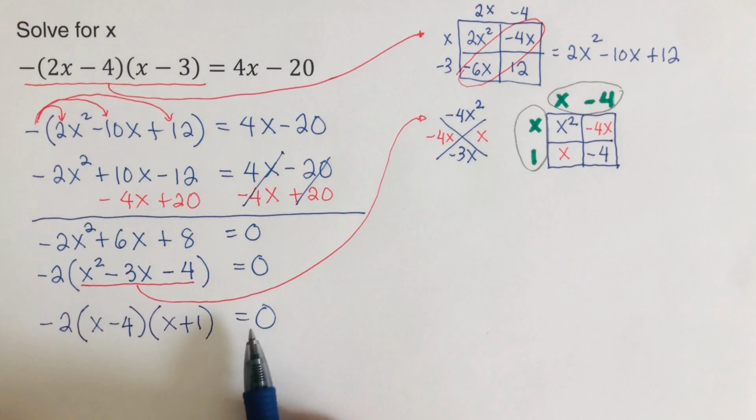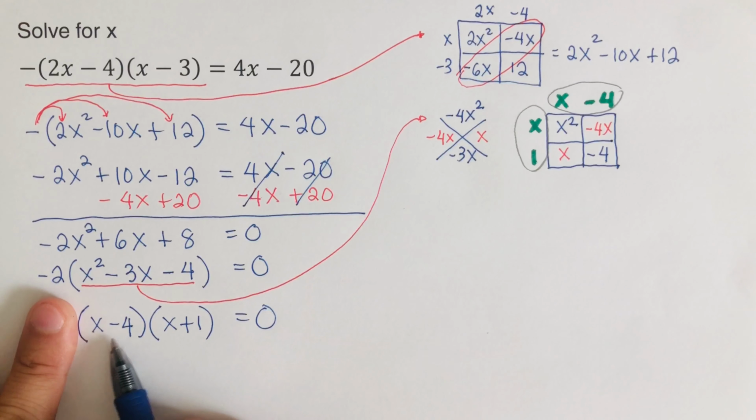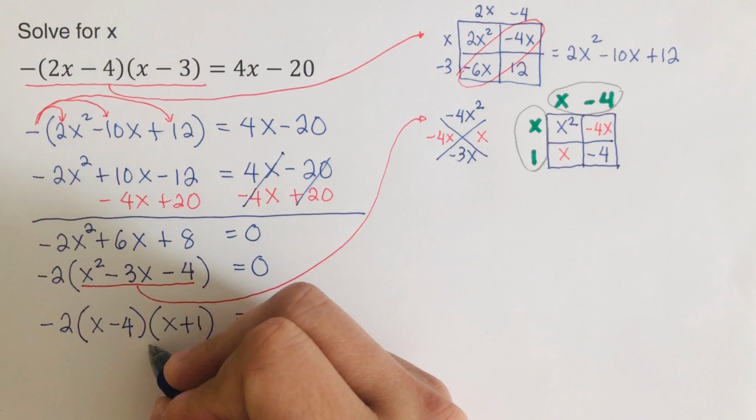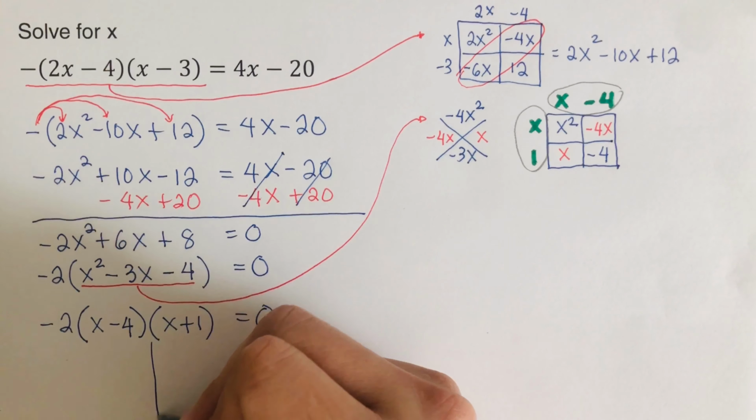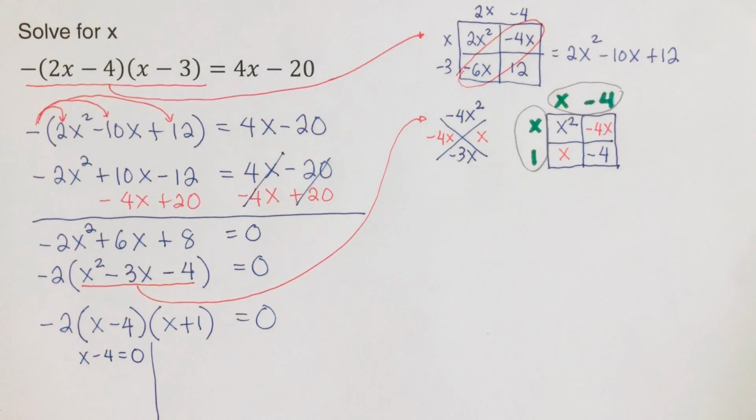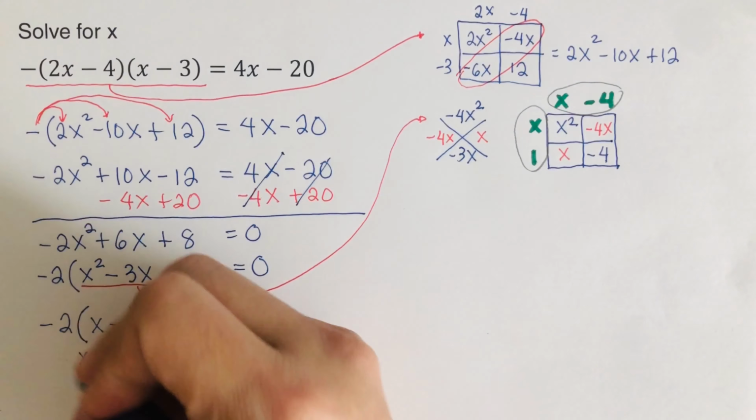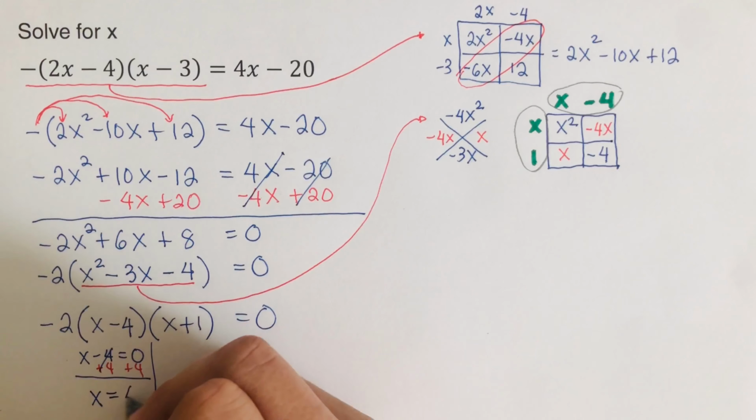Then we are going to use the zero product property to solve for x. This one would not be equal to 0 because that's a negative 2, but then we can set this equal to 0. So I can go ahead and say x minus 4 equals 0. So plus 4 and plus 4 to both sides. So we are left with x is equal to positive 4.